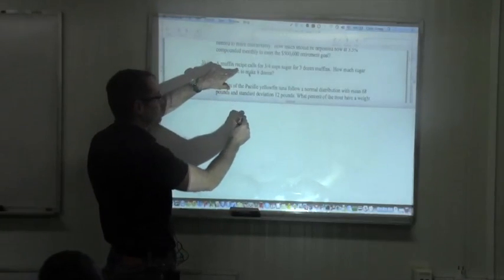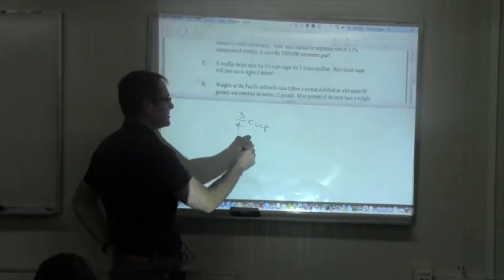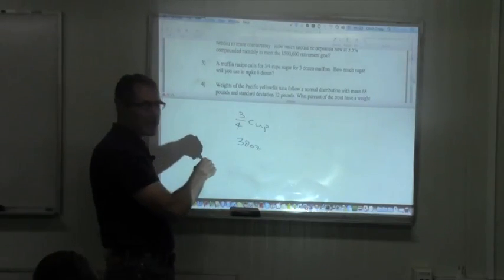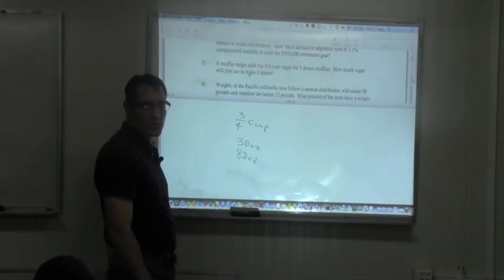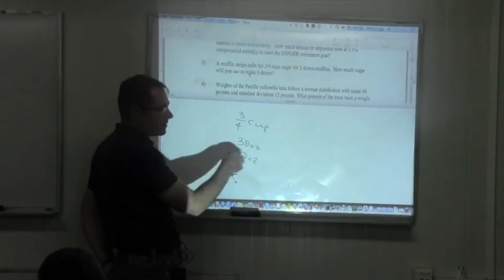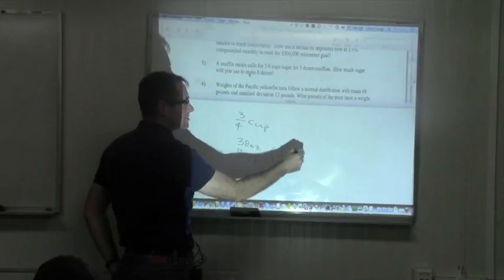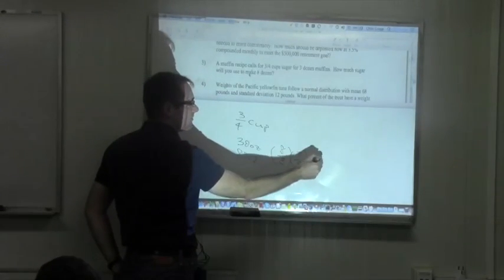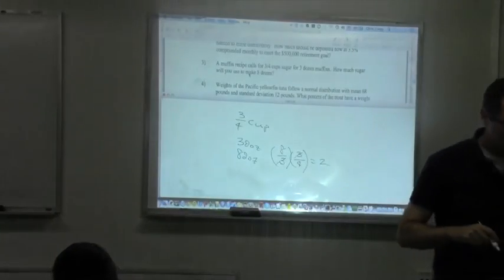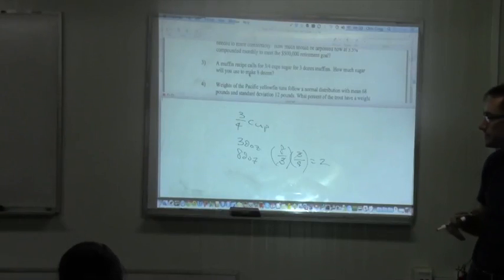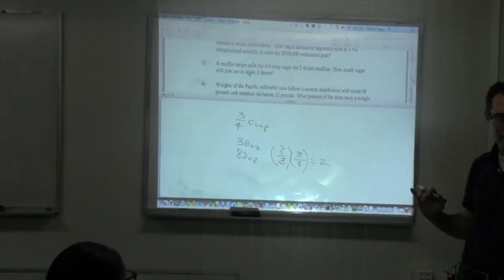A muffin recipe calls for 3/4 cup of sugar for 3 dozen muffins. If you want to make 8 dozen, how are we going to do it? We go from 3 to 8, which is 8/3 times 3/4. Cancel, cancel, 2. Is the answer 2 cups? Yes, it is. Now that we walked through how to do it, you should be able to do it for the rest of your life.